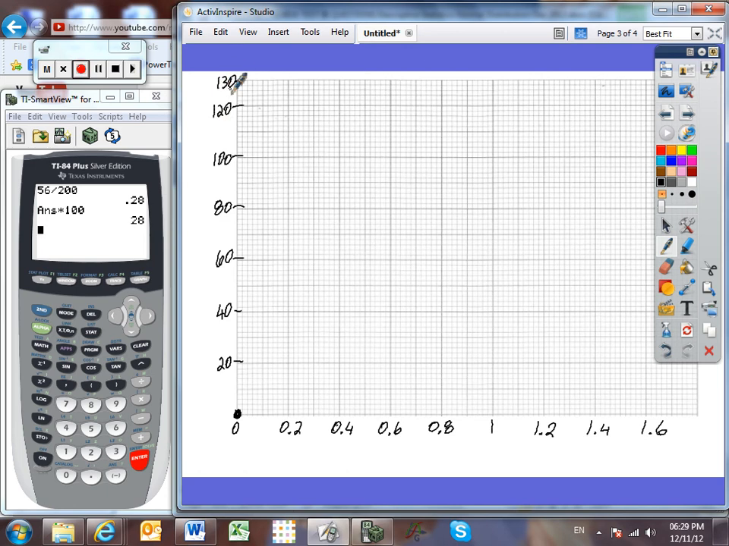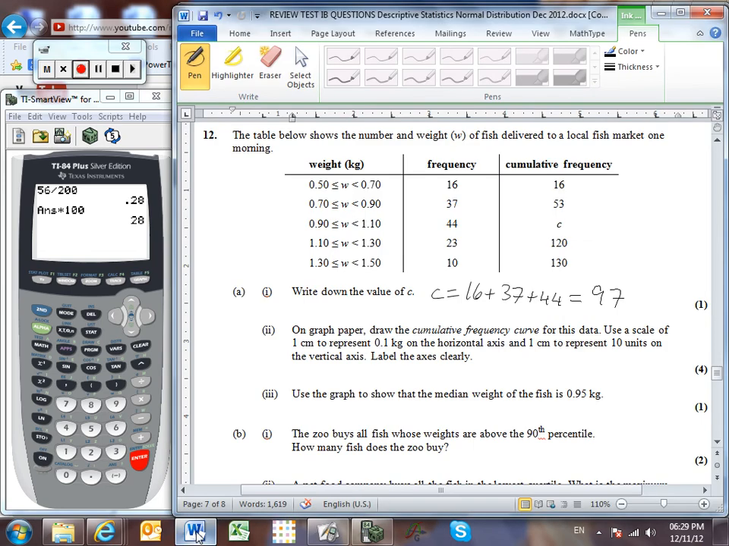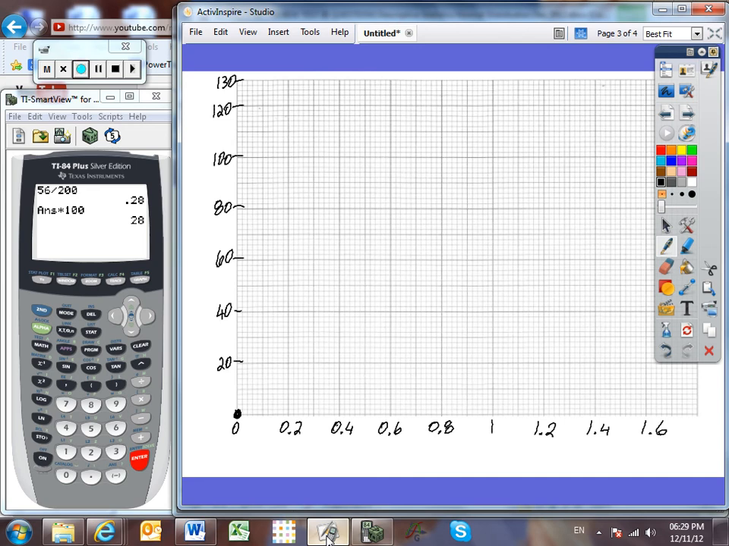And now I need to put in all of my points. Remember that with a cumulative frequency curve, I need to use the right endpoints of each interval. And I'll be using my cumulative frequencies right here. Alright, so I've got 16 and 53 occurring at 0.7 and 0.9. So I'll start with those. So at 0.7, my right endpoint of the first interval, I was at 16. So that's going to be right there.